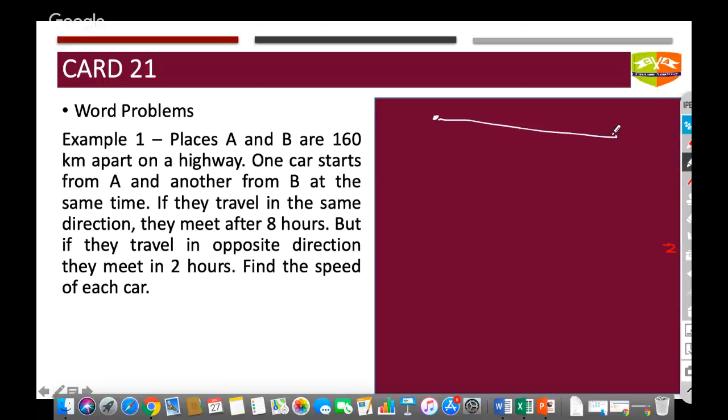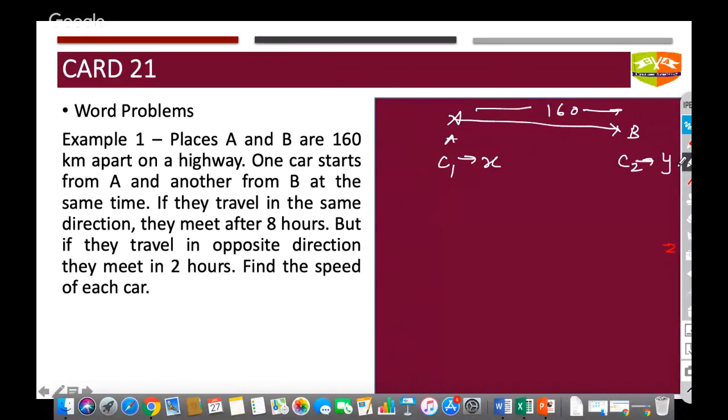I'll make this. These are the two places A and B, and the distance between them is 160 kilometer. Now car C1 starts from here and car C2 starts from B. So if they travel in the same direction, what I need to do is, suppose the speed of car 1 is x and the speed of car 2 is y. So it travels for how many hours? 8 hours. So it travels for, look at here, 8 hours.